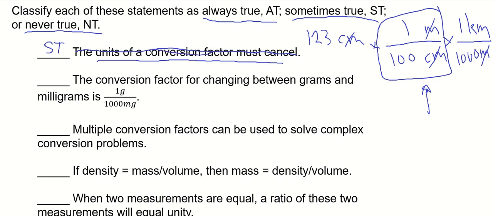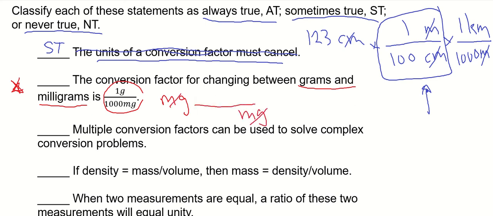Now, the next one's a much clearer question. This one you might see on your test or some form of it. Conversion factor for going between grams and milligrams, and is that the conversion factor? Well, it depends. If you're going from milligrams to grams, that is the conversion factor because you would need the milligrams to cancel out. So that would be it.